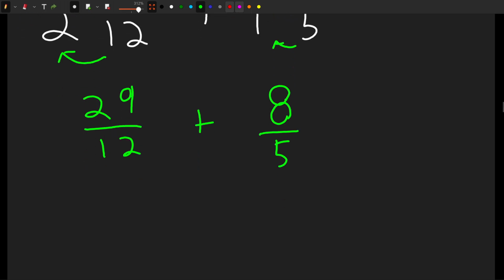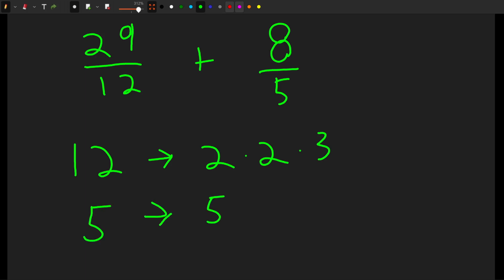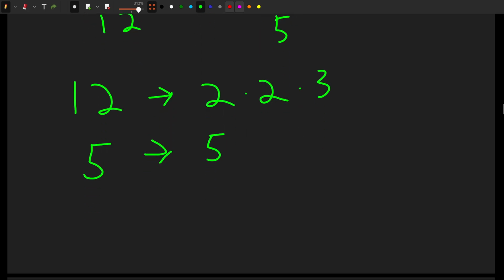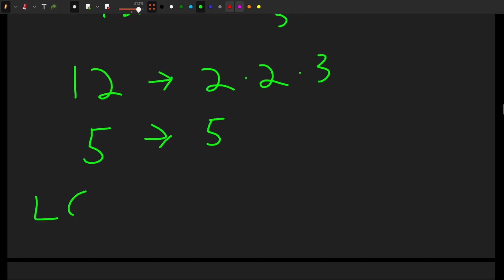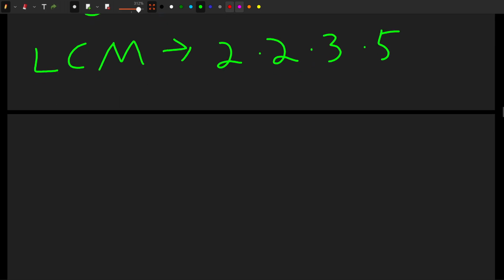Now here, we need to find the prime factorization of 12 and 5. So 12 can be written as 2 times 2 times 3. 5 can be written as just 5. And since they have no numbers in common, my lowest common multiple is all of their factors together. So that is 2 times 2 times 3 times 5. And if you work out the math, you will get 60.